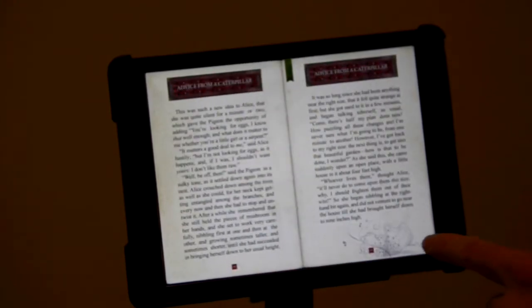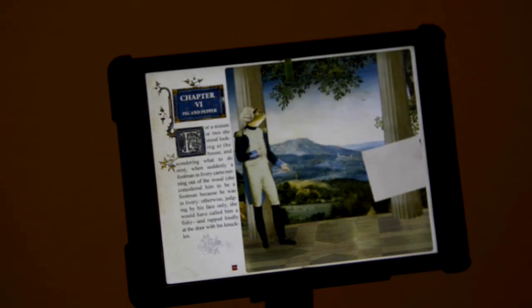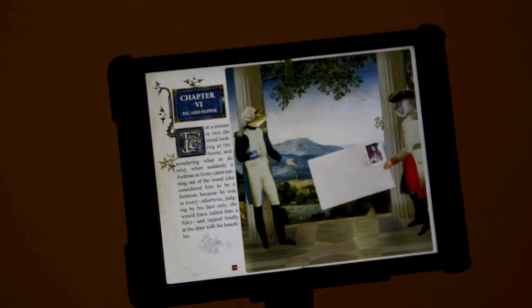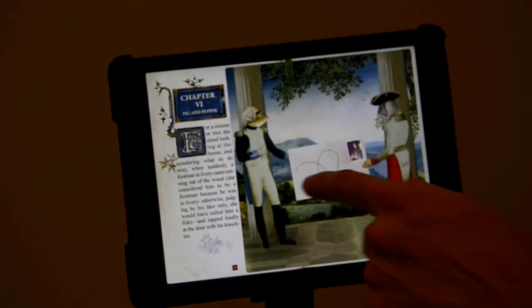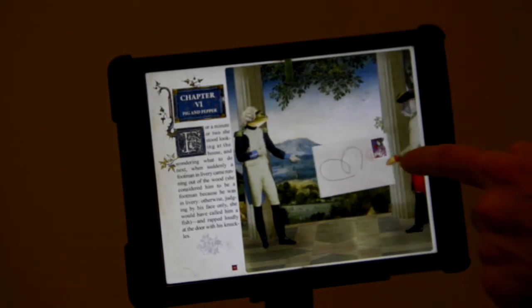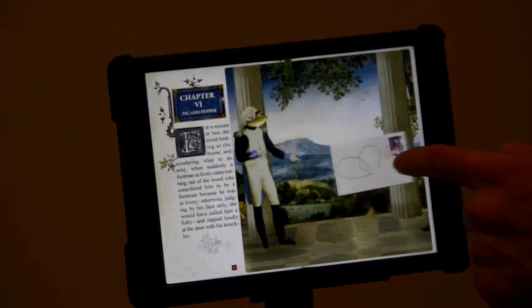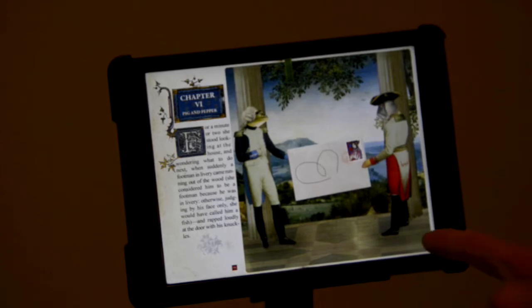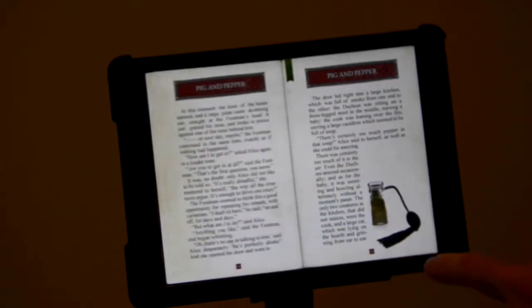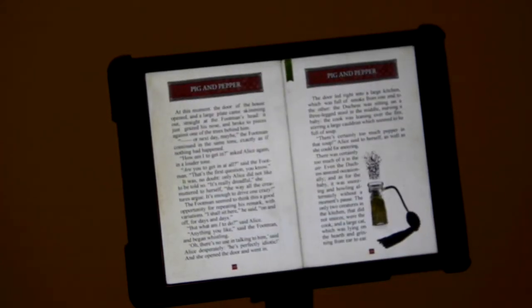Chapter 6, Pig and Pepper. For a minute or two she stood wondering what to do next. You can move the drone, you can move the house, look. When suddenly a footman in livery came running out of the wood. Look. At this moment, the door of the house opened and a large plate came skimming out straight at the footman's head. It just grazed his nose and broke.